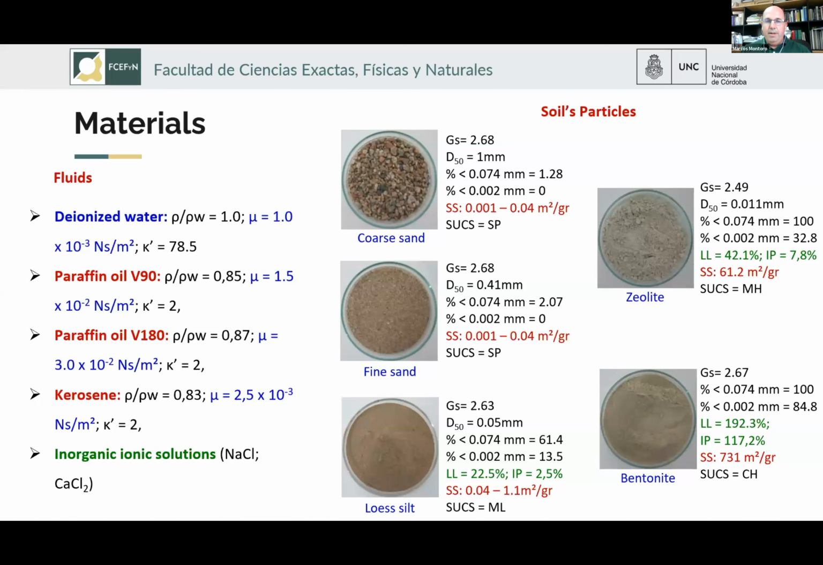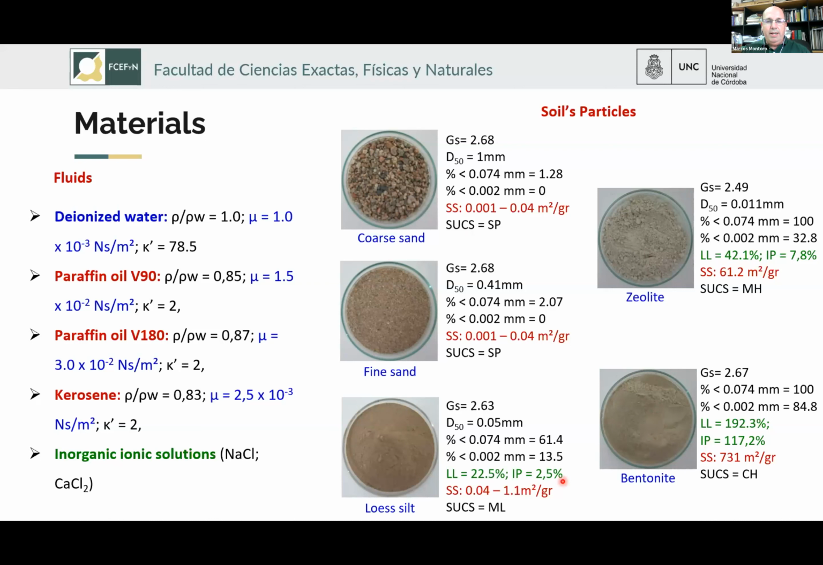Sand grains are mostly composed of quartz, feldspar, and rock fragments. We also used 3 different types of fine particles: loess silt particles, zeolite particles, and bentonite particles. The loess is a typical soil from Córdoba, and it is mainly composed of silica, feldspar, volcanic glass, some fragments or particles from igneous rocks, and clay minerals. The zeolites are mainly composed of heulandite and clinoptilolite, and bentonite is composed of natural high purity sodium montmorillonite.